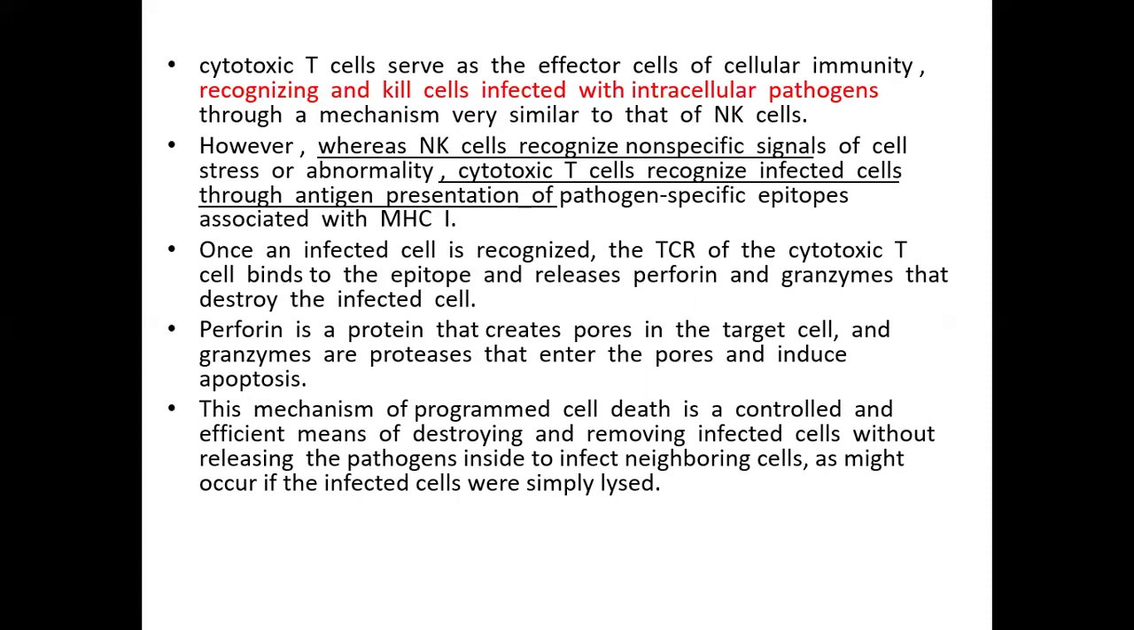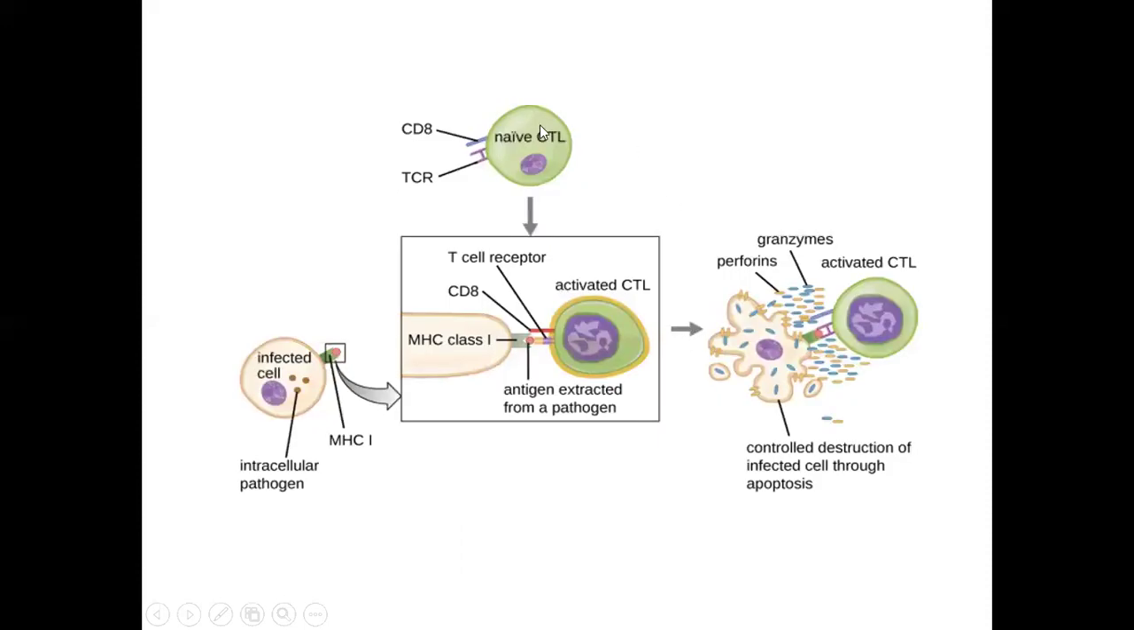Once an infected cell is recognized, the TCR of the cytotoxic T cell binds to the epitope and releases perforin and granzymes that destroy the infected cell. Perforin is a protein that creates a pore in the target cell, and granzymes are proteases that enter the pores and induce apoptosis. This mechanism of programmed cell death is a controlled and efficient means of destroying and removing infected cells without releasing pathogen into the neighboring cells, as might occur if the infected cell were lysed.